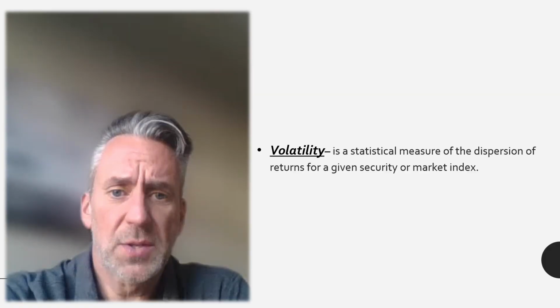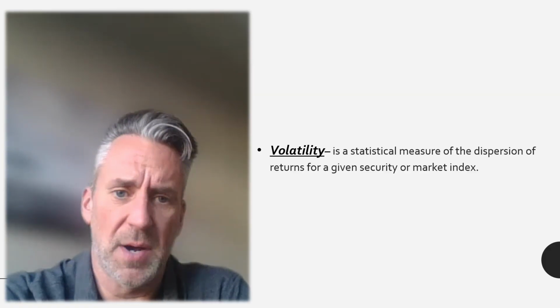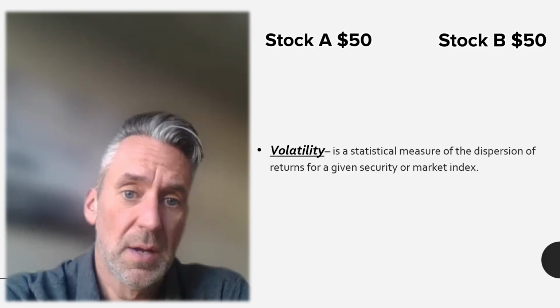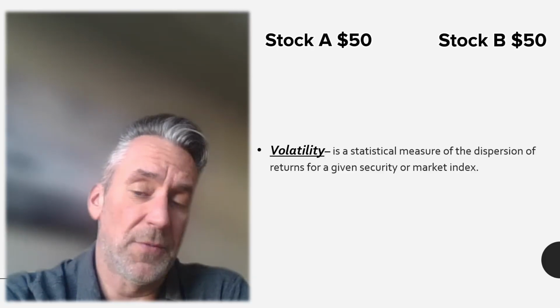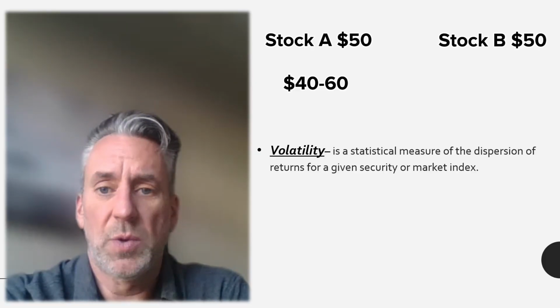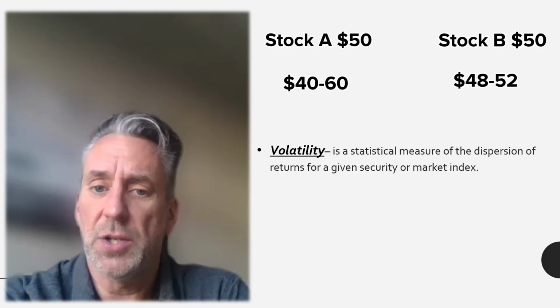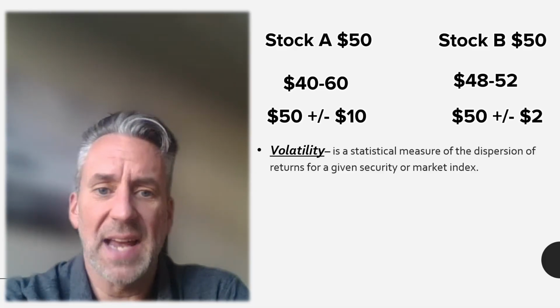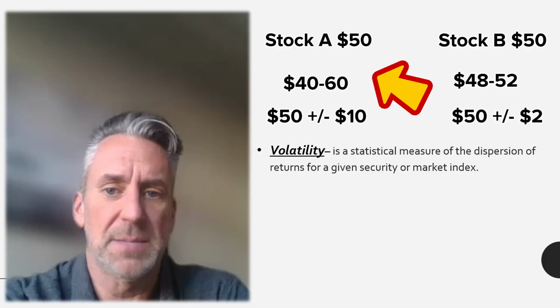So say you're looking at two different stocks to buy that are trading at 50 bucks each. If stock A was trading ranging from $40 to $60 and stock B was trading from $48 to $52, then you would say that stock A is more volatile because it has a larger price fluctuation from its mean of 50.